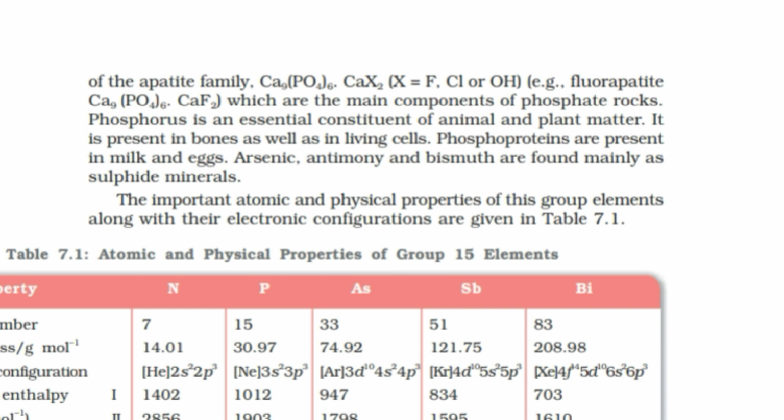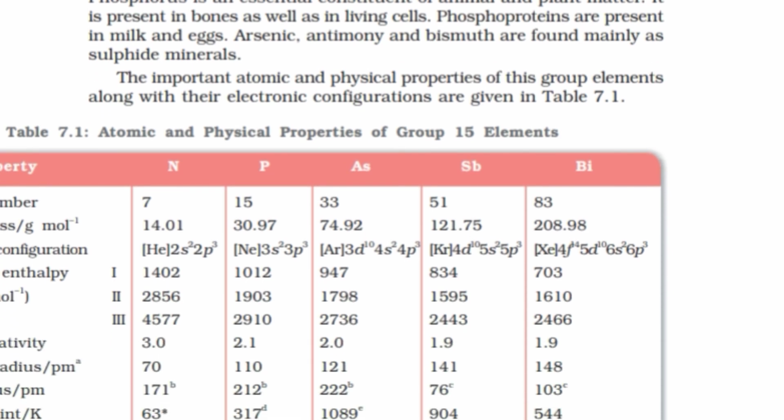Phosphorus is an essential constituent of animal and plant matter. It is present in bones as well as in living cells. Phosphoproteins are present in milk and eggs. Arsenic, antimony, and bismuth are found mainly as sulfide minerals.